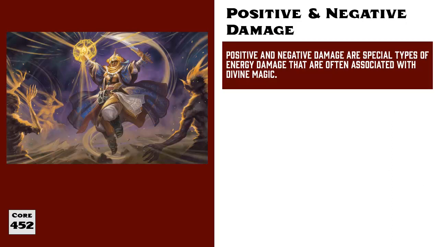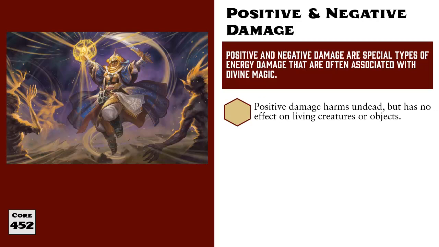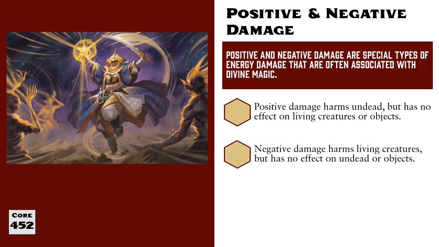Positive and negative are 2 special types of energy damage. These names can be confusing to new players, but they're actually pretty simple. Positive damage only harms the undead and has no effect at all on living creatures or objects. Other game systems might call this holy or radiant energy. And negative damage is just the opposite of that. Negative damage only harms living creatures and has no effect at all on the undead or on objects. Other games you have played might have called this unholy or necrotic damage.